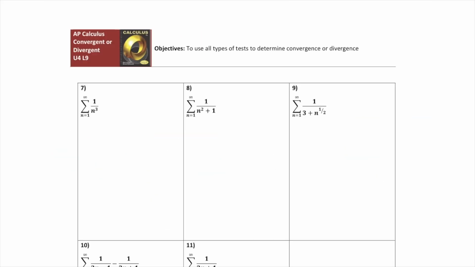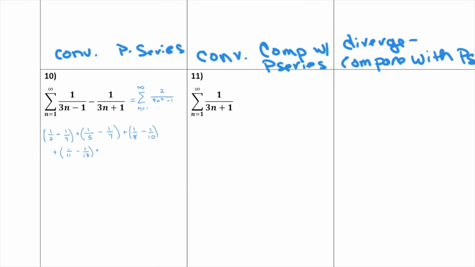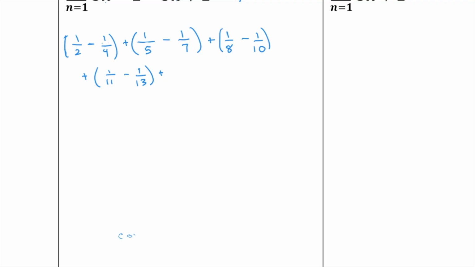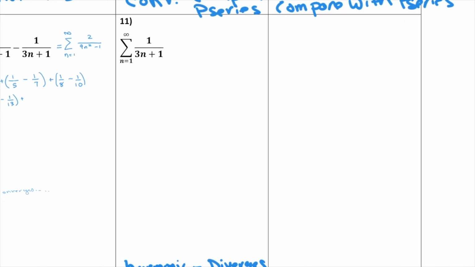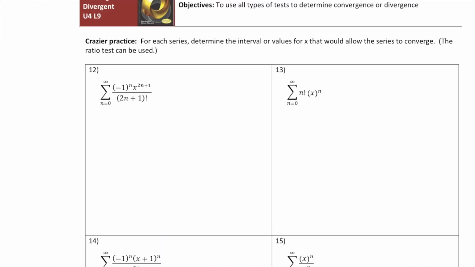Next, try questions 7 through 11. Check your answers once you're finished. Questions 12 through 15, you are trying to determine your intervals of convergence. Remember to use your ratio test.